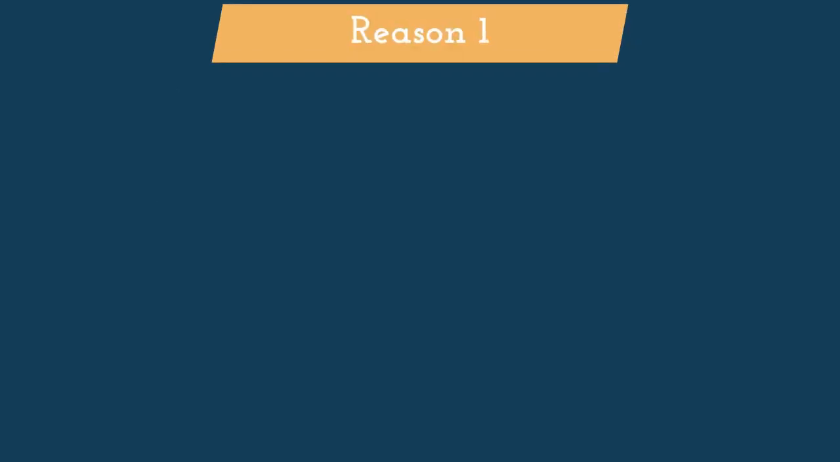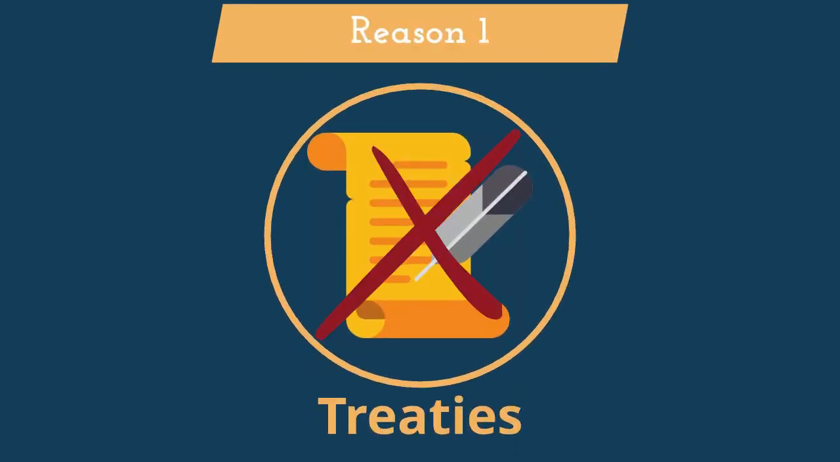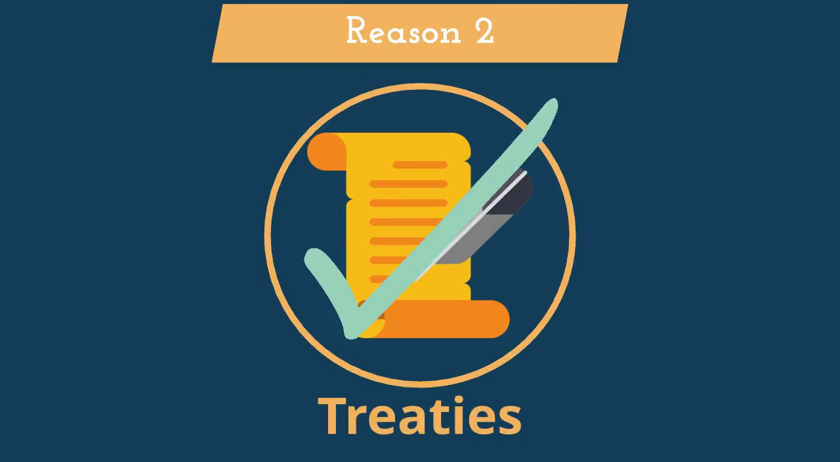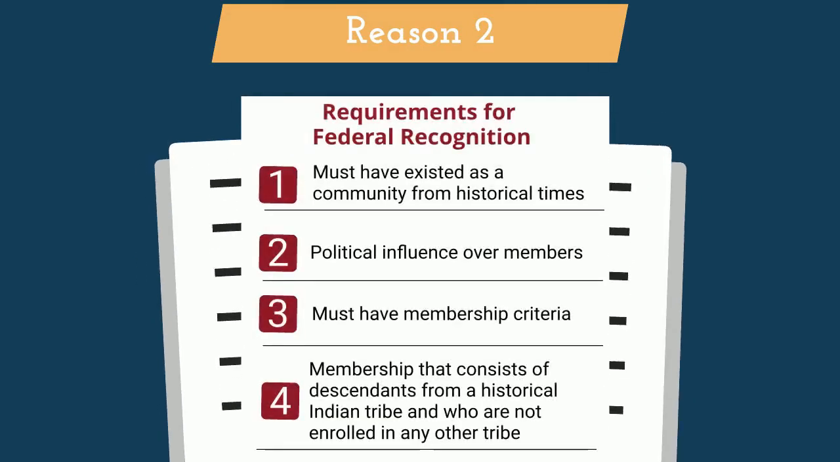First, there are some tribes who never wanted to enter into treaties with the U.S. government and don't believe that the U.S. has the authority to either confirm or deny their existence as a tribal nation. Other tribes may decide that they want to petition the U.S. government for federal recognition, but they are often unsuccessful in their efforts. This is largely due to the strict and at times unreasonable requirements levied by the U.S. government on tribes.